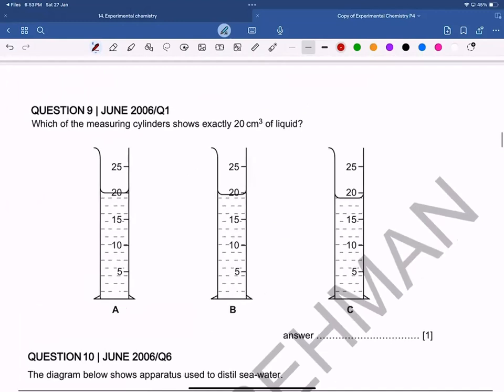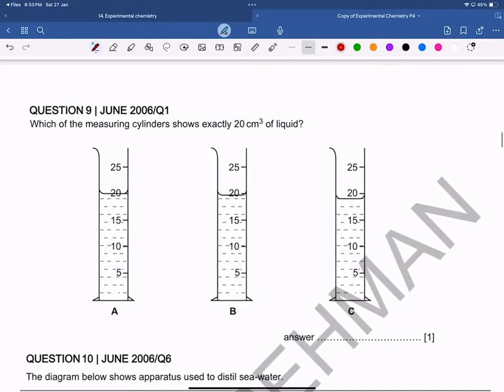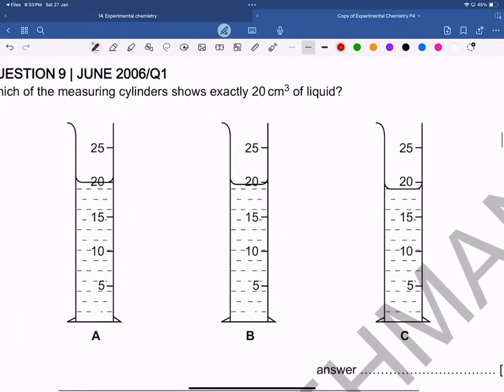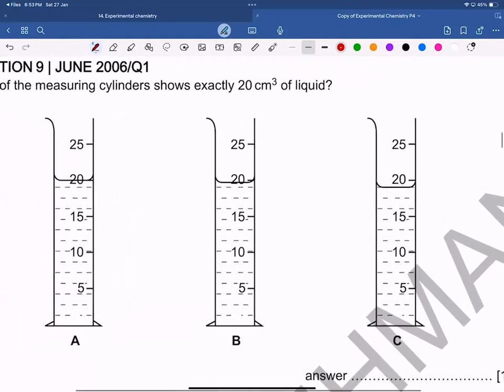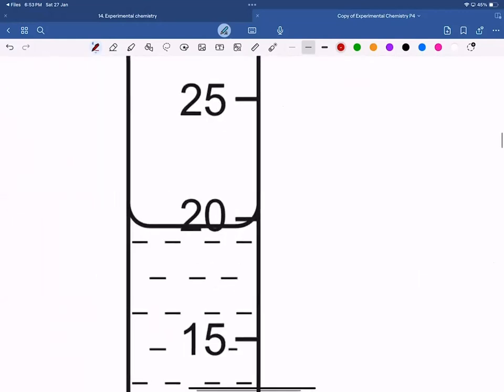Okay, now have a look over here. Which of the measuring cylinders shows exactly 20 centimeter cube of a liquid? No, B, A, only A. C, see the scale.